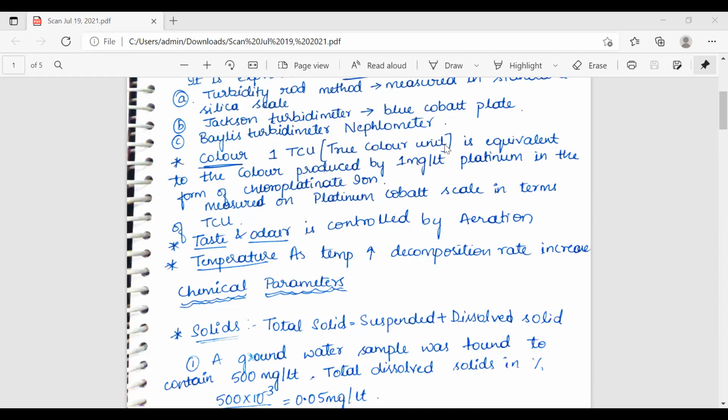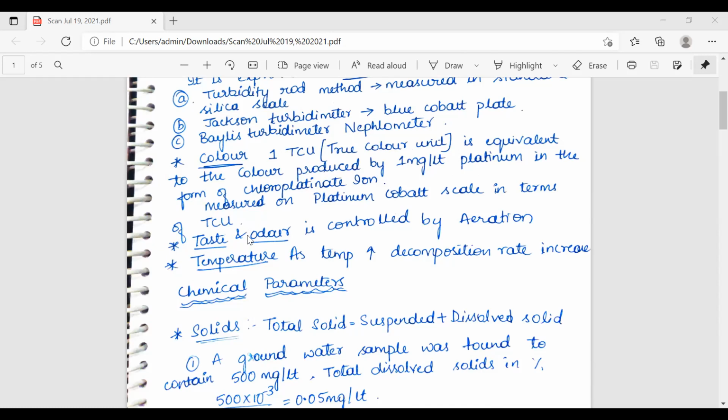They use a Nessler's tube and tintometer. By using this color matching technique, what they will ask you is what is 1 TCU, true color unit, and it is equivalent to the color produced by 1 milligram per liter platinum in the form of chloroplatinate ion, and it is measured on the platinum cobalt scale in terms of TCU.